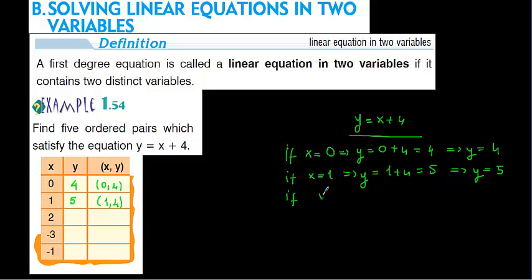If X is equal to 2, this is given here again. If X is equal to 2, it means that Y is equal to 2 plus 4, which is equal to 6. That means that Y is equal to 6, and the ordered pair is 2 and 6. The rest of them are going to be classwork for us.